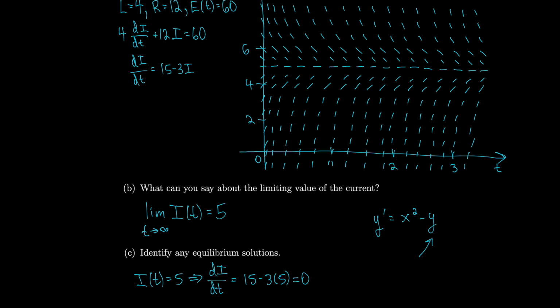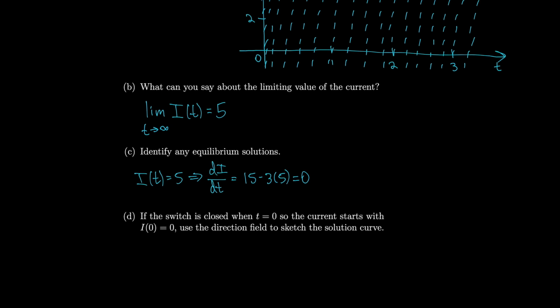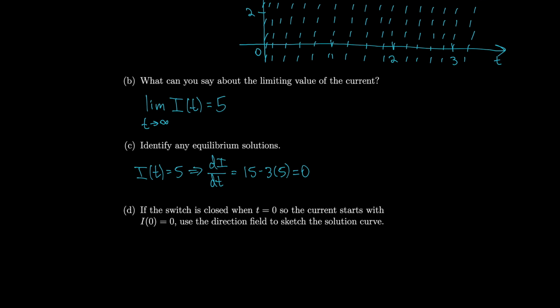For that particular solution curve. But I digress. Our example just happened to be that our equilibrium solution was a nice straight line. If the switch is closed when t equals 0, so the current starts with I of 0 equals 0, let's use the direction field to sketch the solution curve.